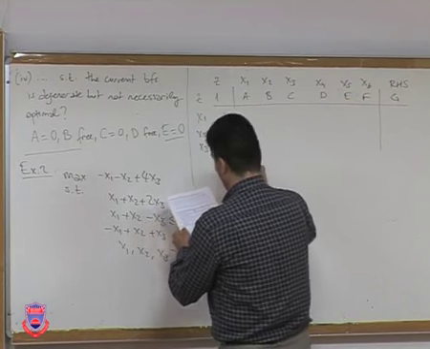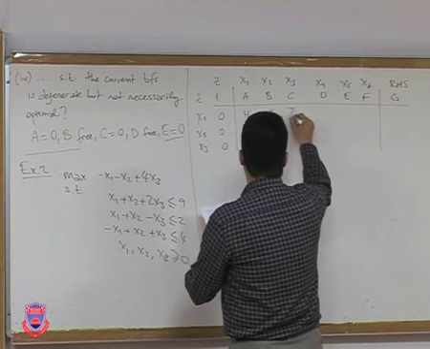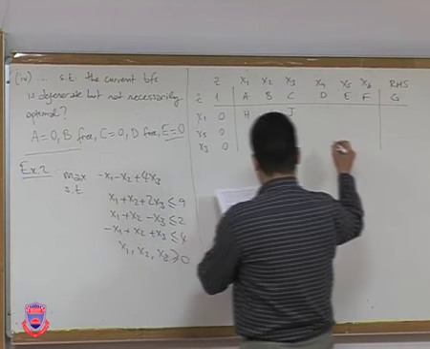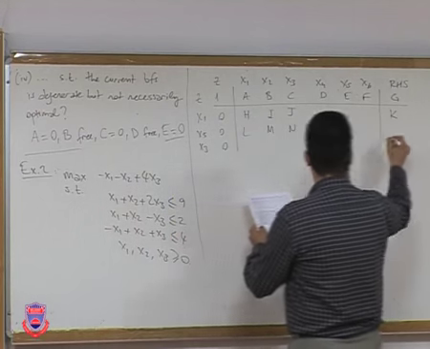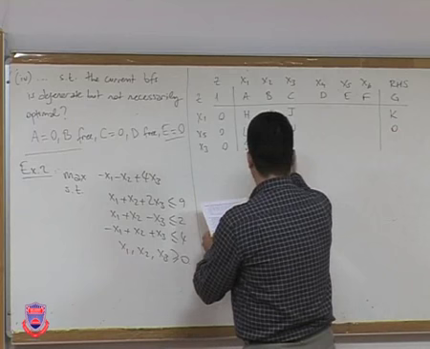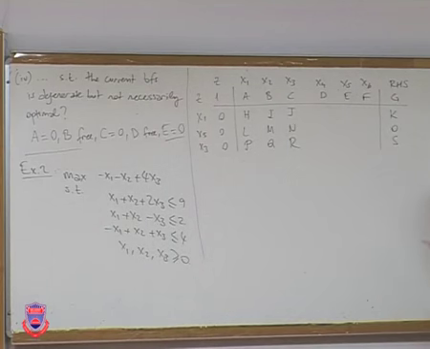0, 0, 0. Here I have H, I, J. The right-hand side is K. L, M, N. Right-hand side is O. P, Q, R. And the right-hand side is S. Okay? So this is not 0. This is just the letter O.